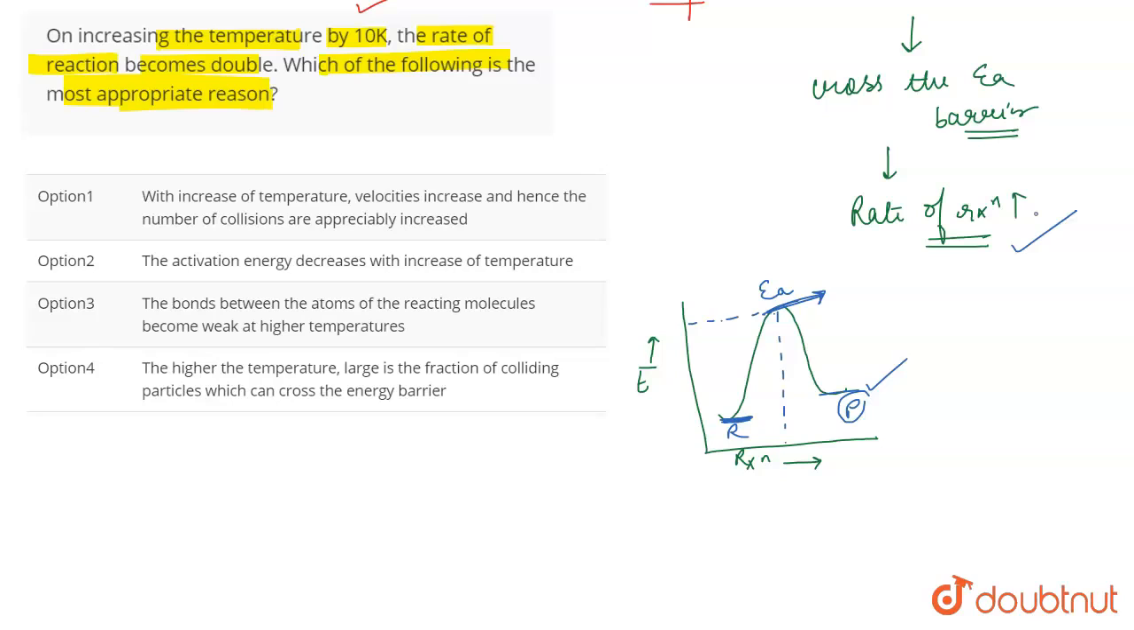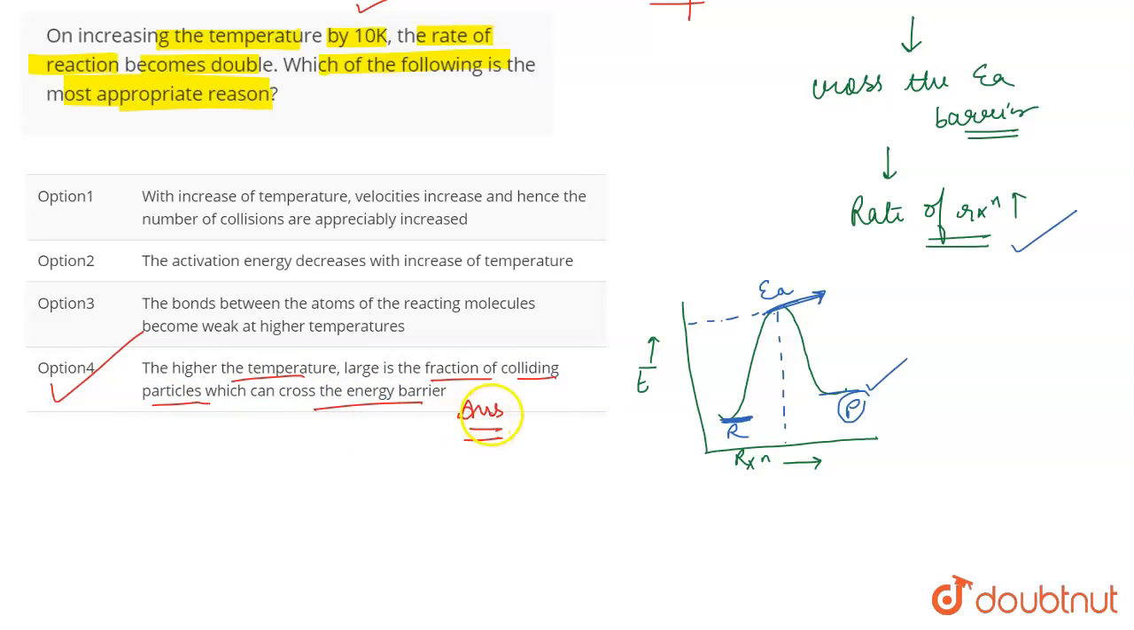That is why on increasing the temperature by 10 Kelvin, the rate almost doubles. On increasing the temperature, the collisions increase, which leads to an increase in the rate of the reaction. So if we look at the options, the option that appropriately describes this is option number 4. The higher the temperature, the larger is the fraction of the colliding particles that can cross the energy barrier. And that's the correct answer for the question.